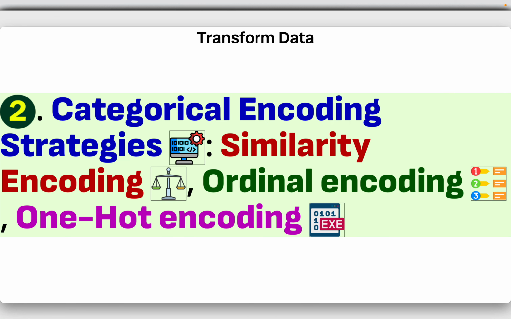Next one is categorical encoding strategies. So beyond standard ordinal and one-hot encoding, it supports similarity encoding using something like min hash specifically for handling high cardinality or noisy categorical columns.